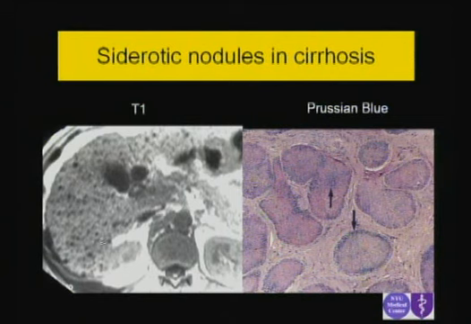This is a typical appearance on a T1 in-phase sequence, where you see a lot of tiny, innumerable hypointense nodules, and the histology correlation shows the Prussian blue here with increased iron.